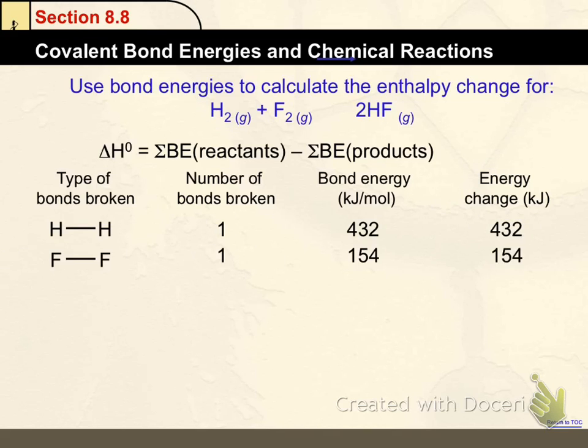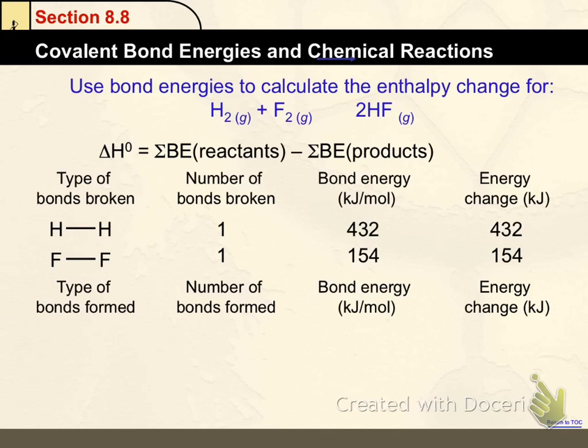Again, I only have one F-F, 1 mole of that. 154 kilojoules to break that baby apart. Again, we are seeing that F-F is a lower energy than H-H. Again, I'm wondering if you can understand why. And so the energy change is equal to the bond energy. All right, now let's look at the types of bonds formed. We have 2 HFs formed. So the bond energy for 1 HF is 565. We'll need to multiply that by 2 to get a total of 1130.